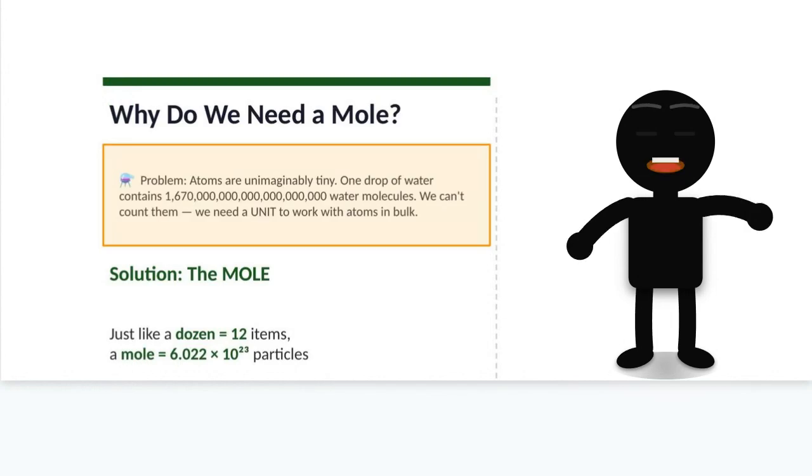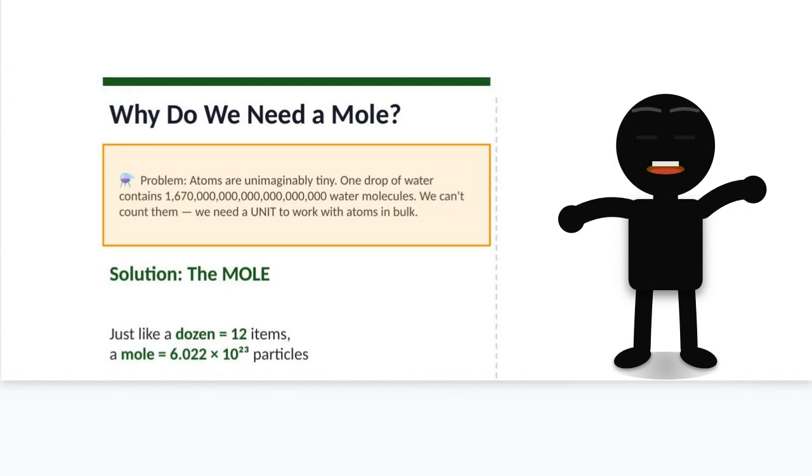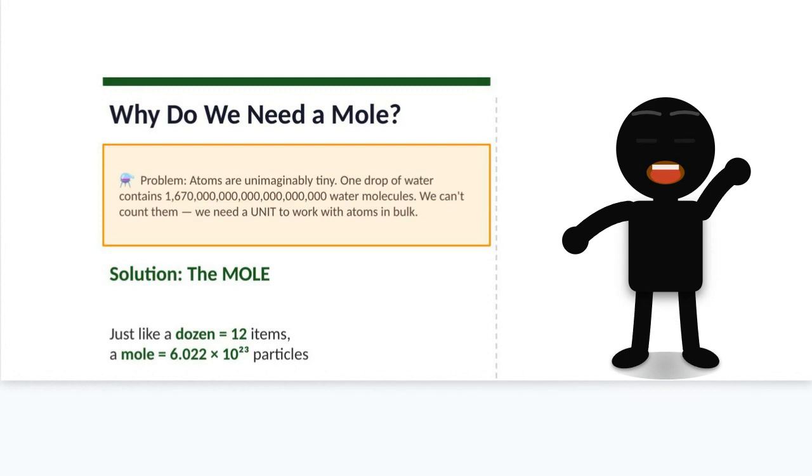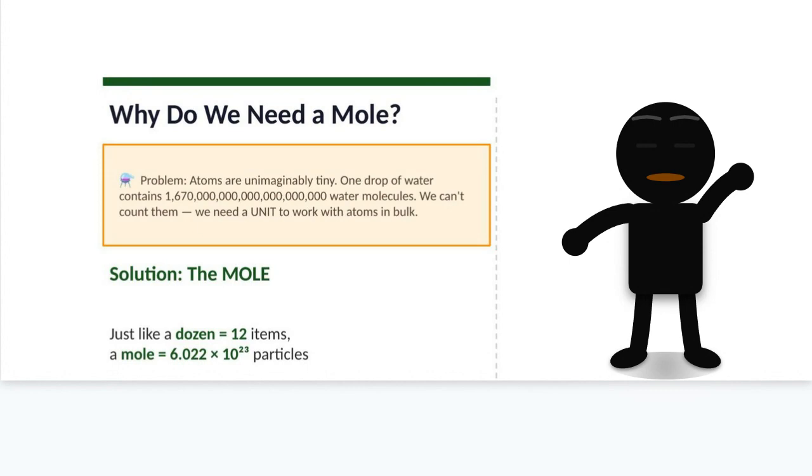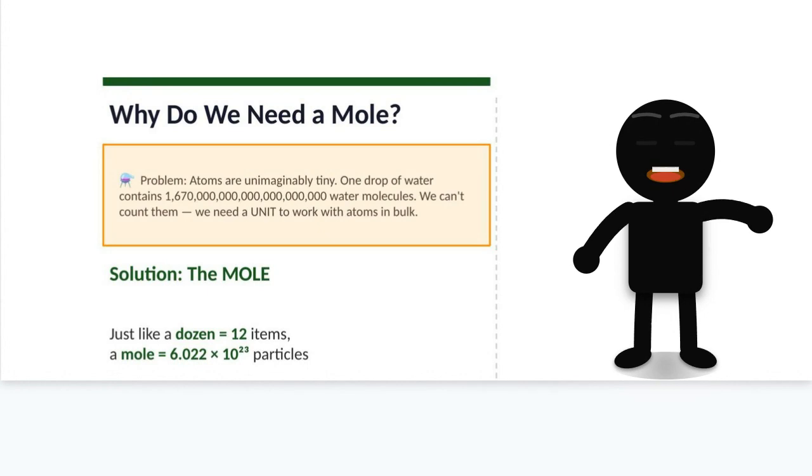Think about this for a moment. Atoms are incredibly tiny. A single drop of water contains over 1.6 sextillion water molecules. That is a 1 followed by 21 zeros. There is absolutely no way to count atoms one by one. So chemists needed a smarter approach. They needed a counting unit, just like we use the word dozen to mean 12. If I say 1 dozen eggs, you immediately know I mean 12.